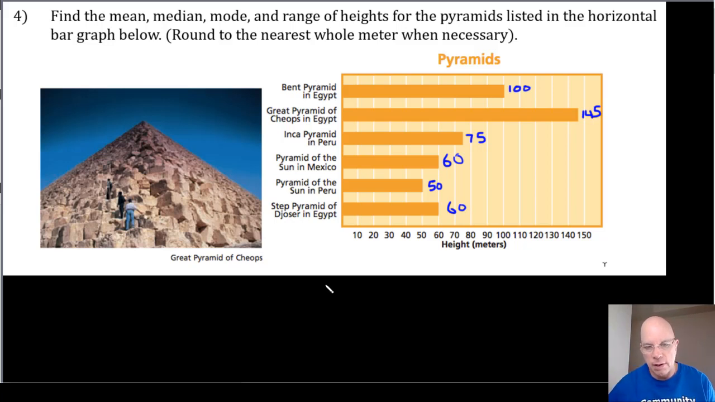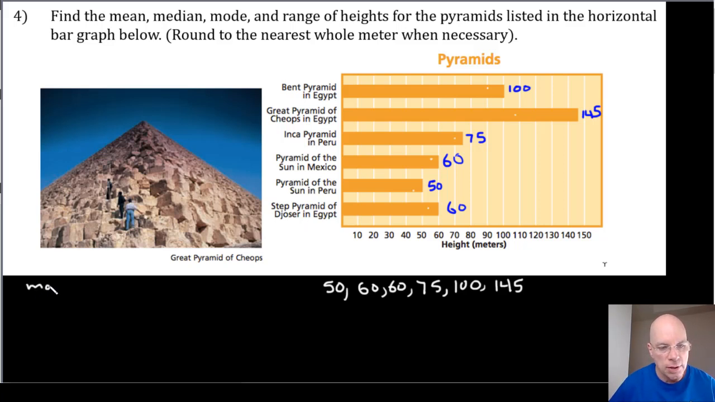We can make our set of data from least to greatest. The least would be 50 meters, followed by 2 pyramids which are 60 meters each. So we've done these 3. 75 meters is next, followed by 100, and then the tallest pyramid is 145. It's always good to count your data after you make your ordered list. I have 1, 2, 3, 4, 5, 6 data points in my list, and I started with 1, 2, 3, 4, 5, 6 pyramids.